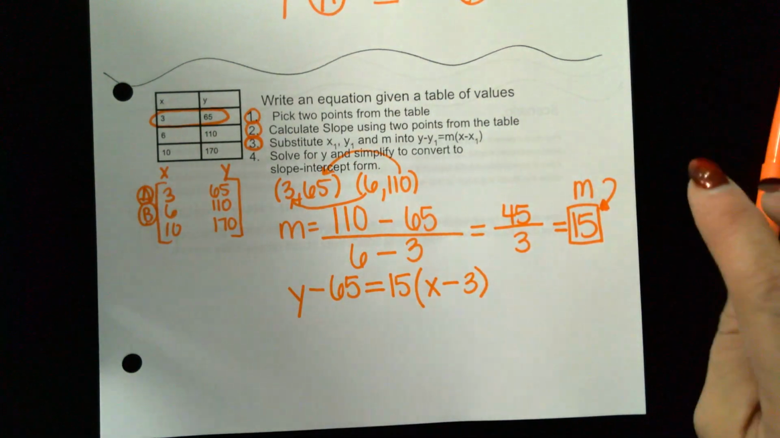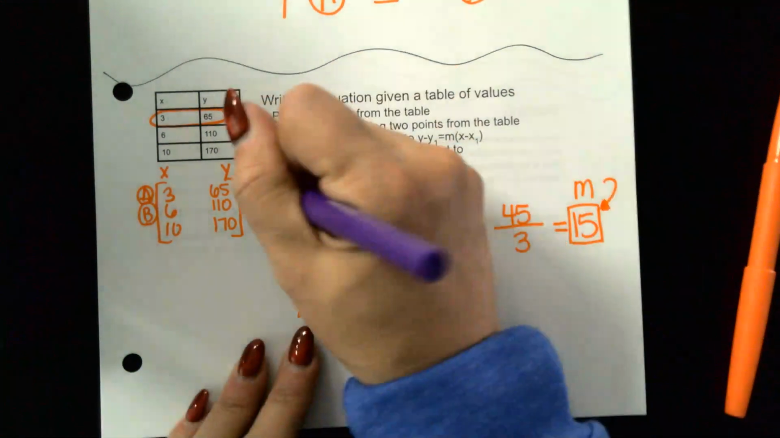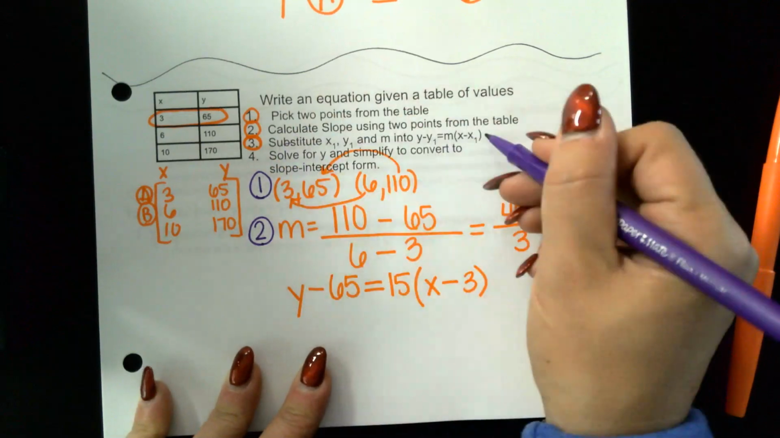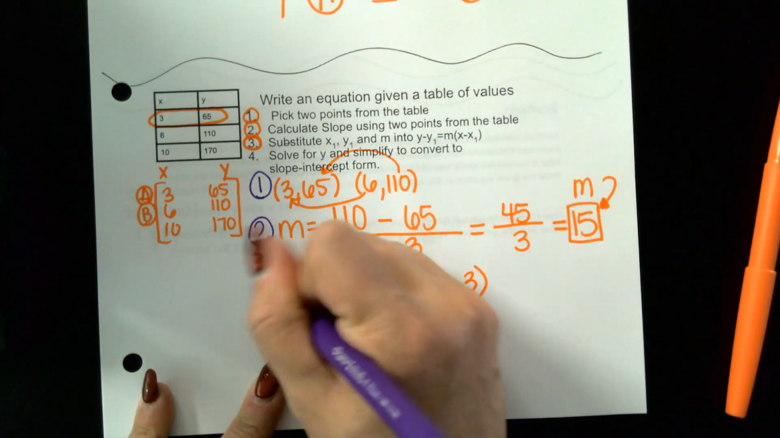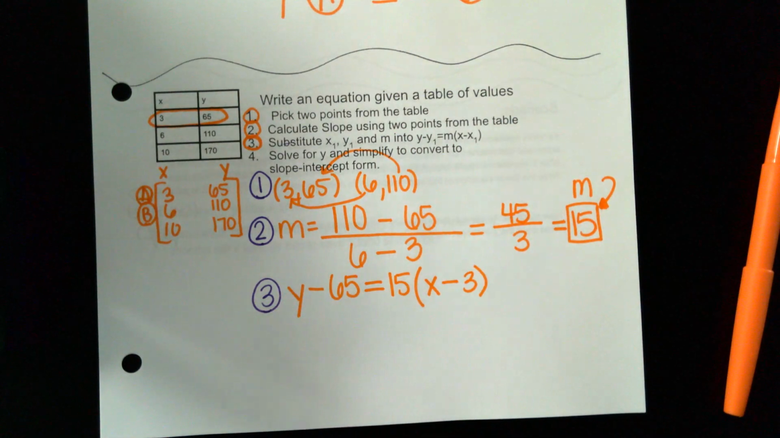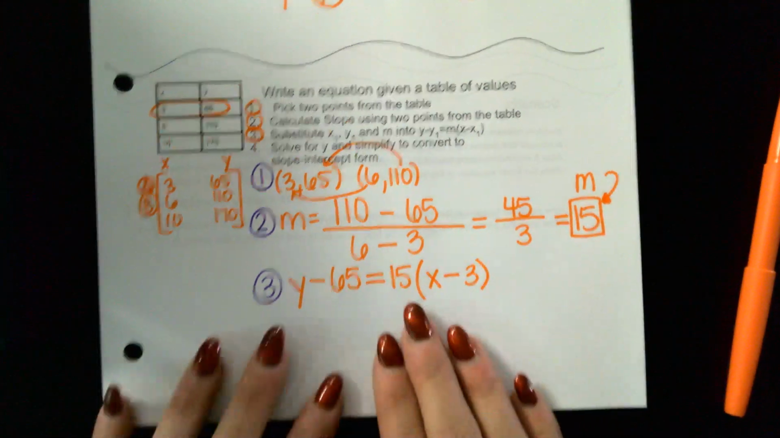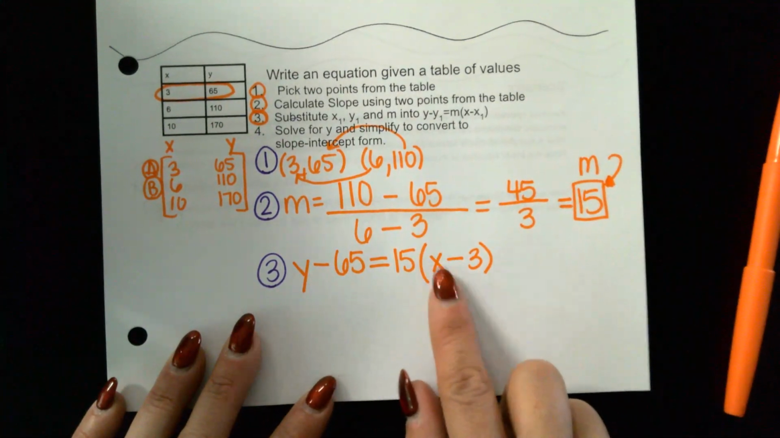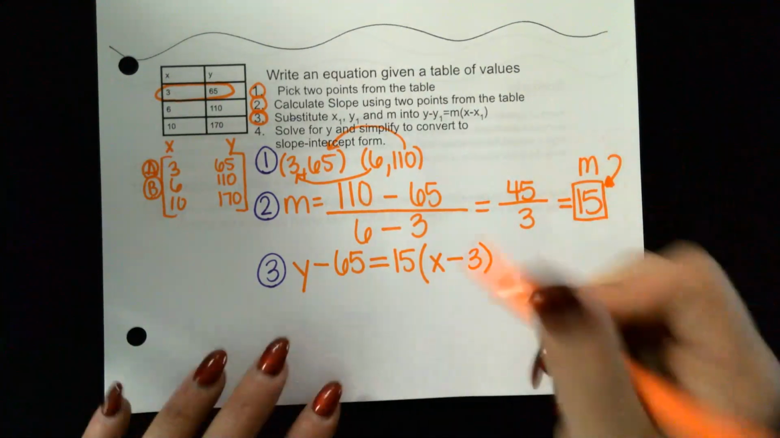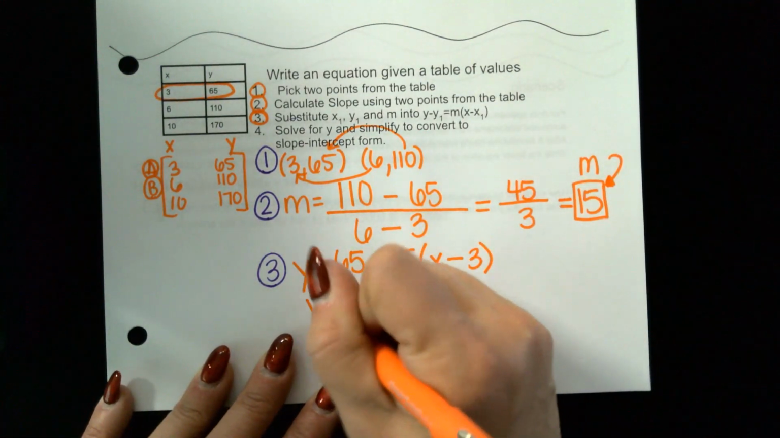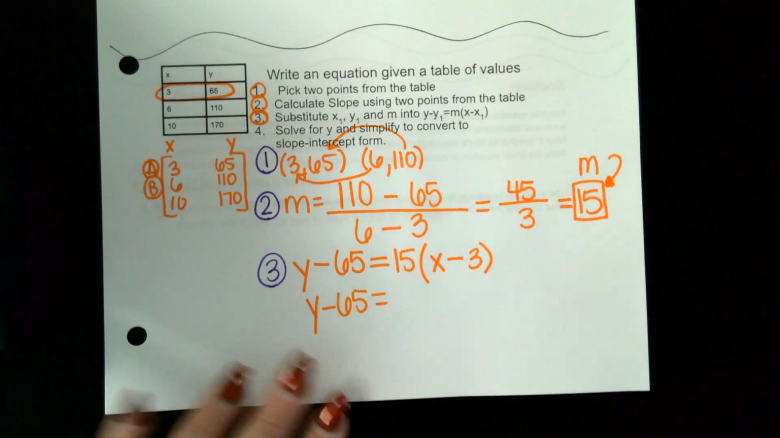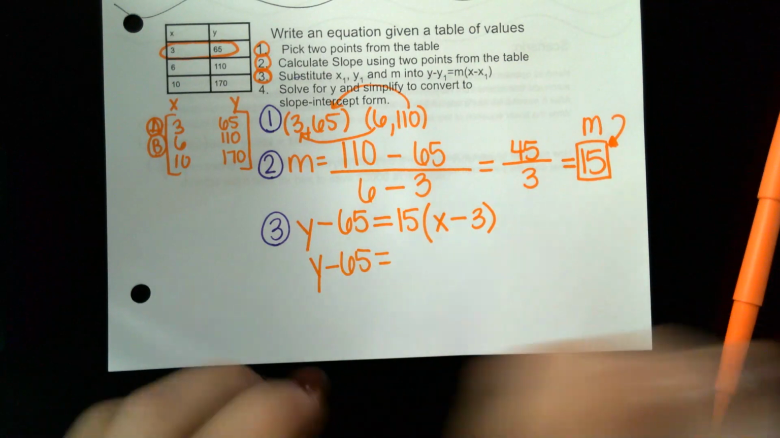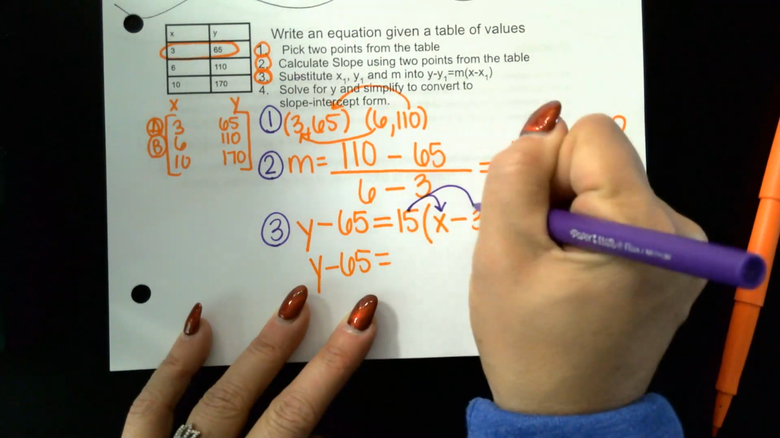Okay, so if you need to show this step by step, this was step 1, calculating slope was step 2, and substituting into point slope form, that's what we're doing right now. This is step 3. The final step is to get this y by itself. So, how many of you remember how to distribute over here? How do you distribute? You multiply. On the left, just leave it as y minus 65. But on the right side, we need to do distributive property.